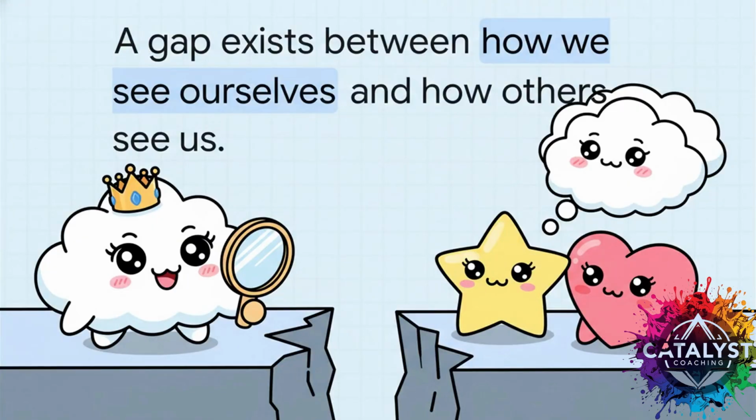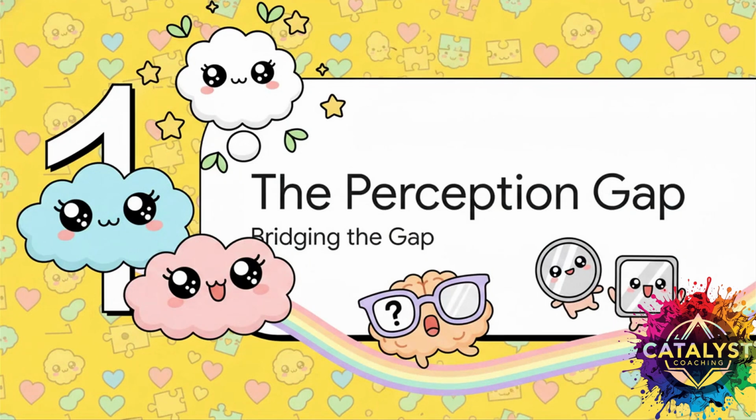Well, there's a name for this. It's called the perception gap. And it's that frustrating space between who we think we are and how the world actually sees us. Now, to bridge this gap, most of us just kind of rely on guesswork. The problem is, that guesswork is usually pretty inaccurate. And it's not because we don't understand other people, it's because we don't fully understand ourselves.